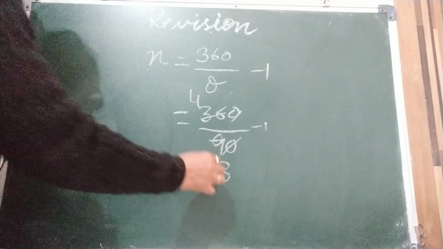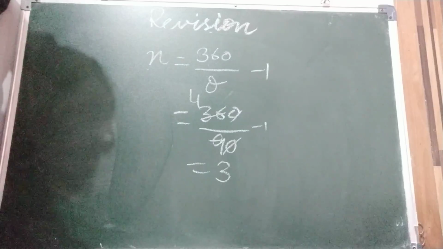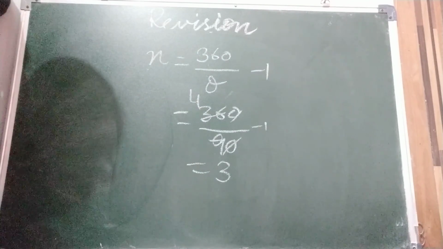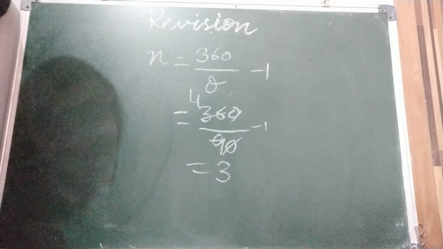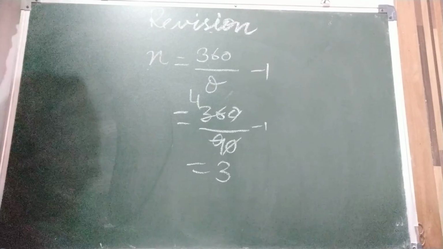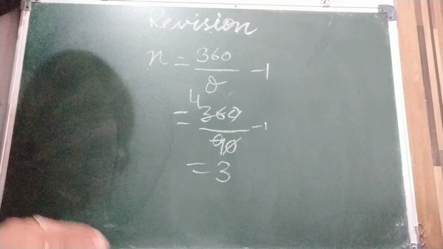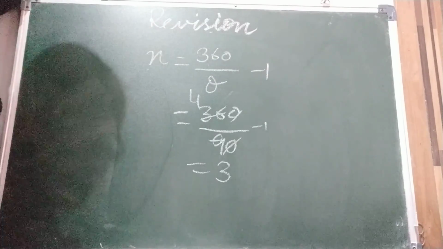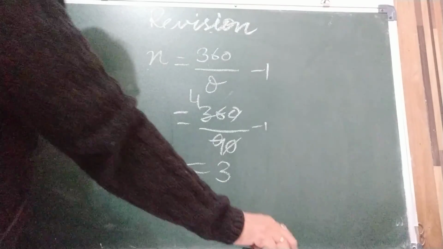How many images would be formed? 3 images. And on this principle, the multiple reflection principle, the kaleidoscope works and also the periscope. Okay, children. Now we are coming to the refraction of light. What is refraction? First we will discuss what is refraction.